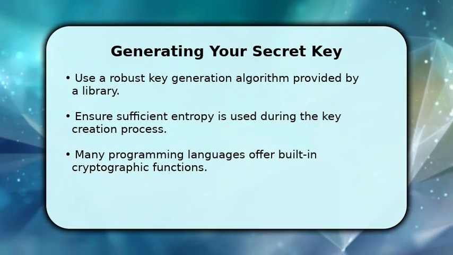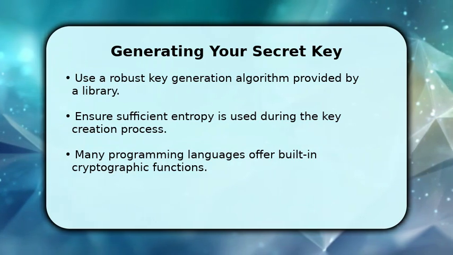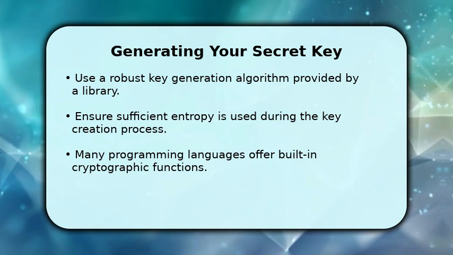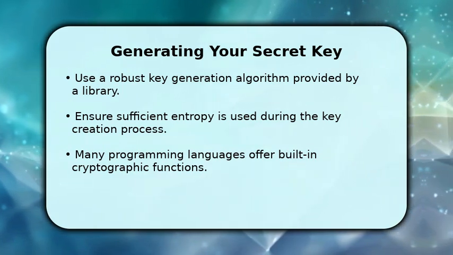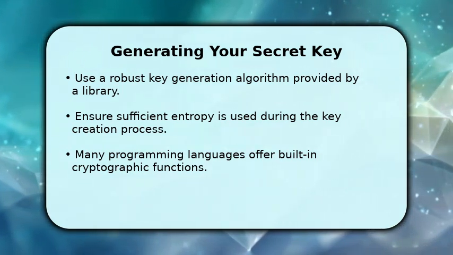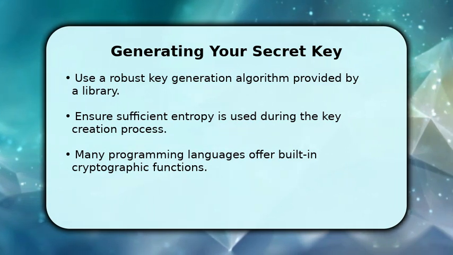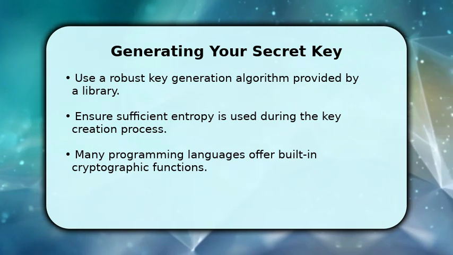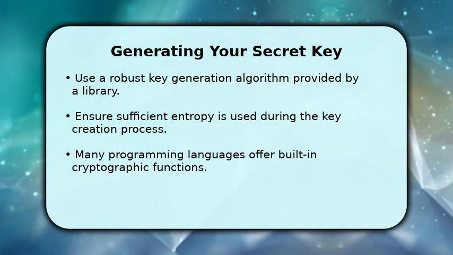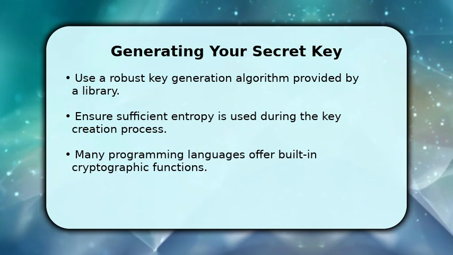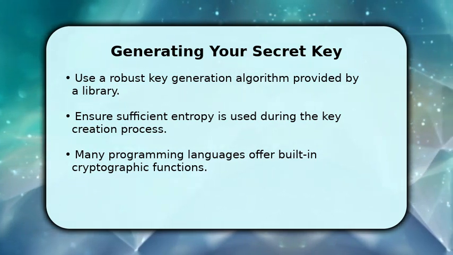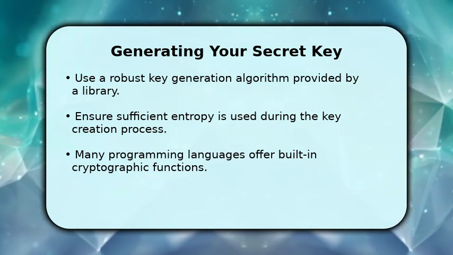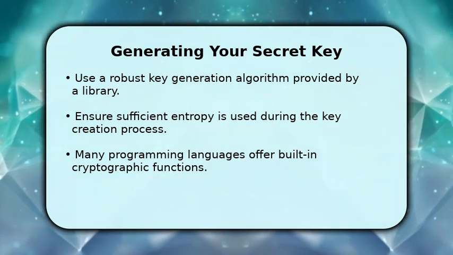The most reliable way to get a secret key is by generating it yourself using a cryptographic library. These libraries, available in most programming languages, provide functions designed for secure key creation. You'll typically specify the key length, such as 256 bits, and the algorithm, like AES. Always ensure your system has enough randomness or entropy to produce truly unpredictable keys. Avoid hard-coding keys directly into your applications.